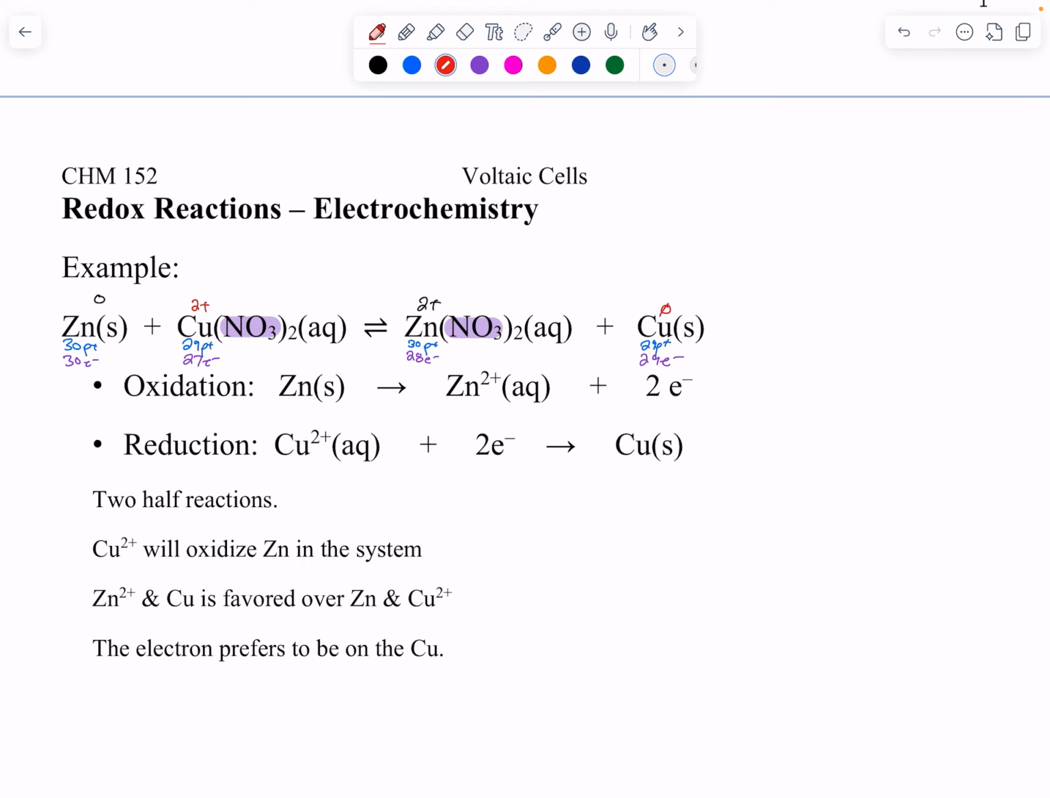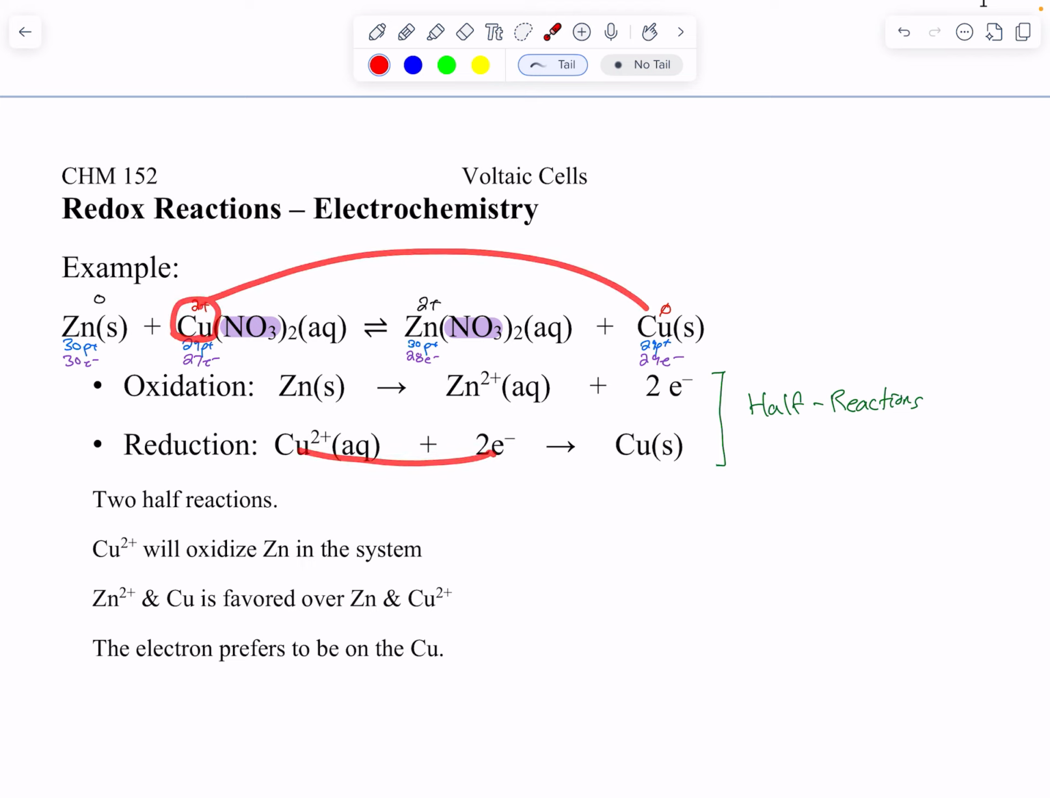And so we know these two reactions down here are our half reactions. Look at the oxidation half reaction: zinc going to Zn 2+ plus 2 electrons. This zinc metal is going to Zn 2+ and giving up 2 electrons. The reduction: Cu 2+ gains these 2 electrons to go to copper metal.